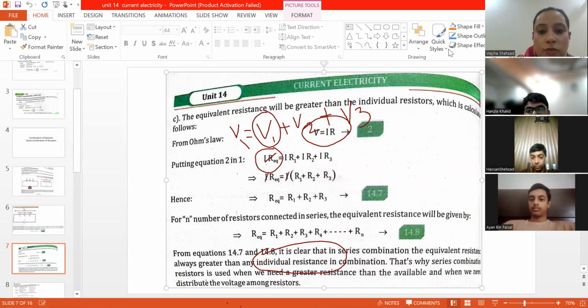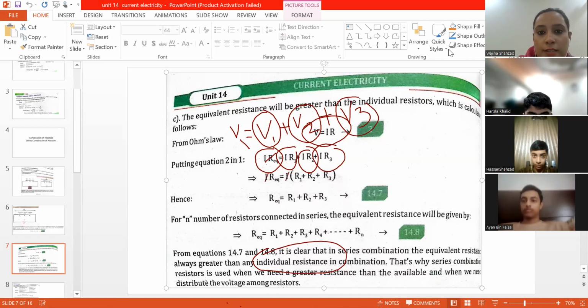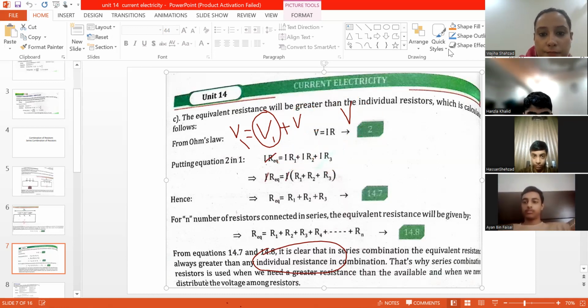V1 is equal to I R1, because on resistor R1 we get the potential difference V1, plus I R2, where R2 represents that the voltage will be V2 across this resistor, then I R3. This means R3 has a voltage V3, right? So this equation will be I R equivalent equals I R1 plus I R2 plus I R3.